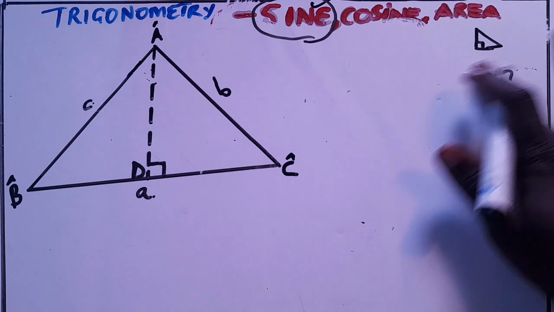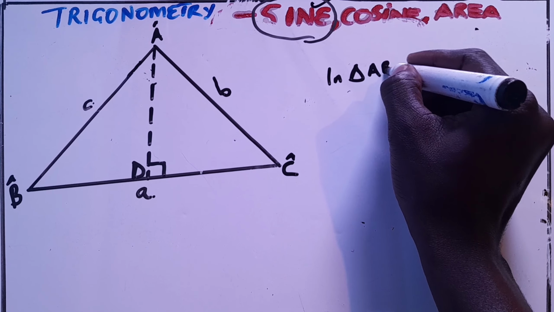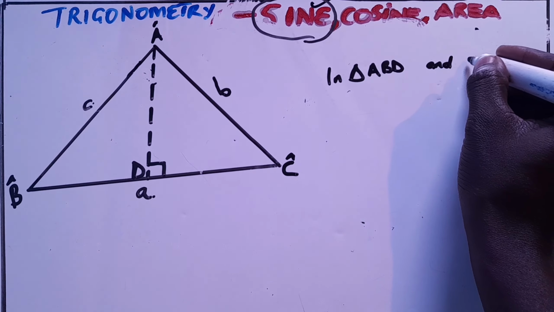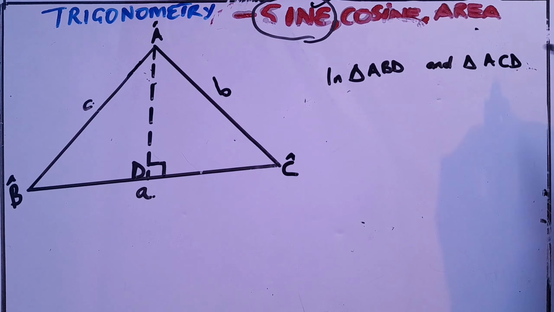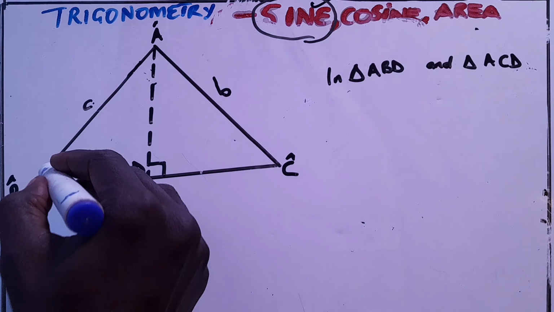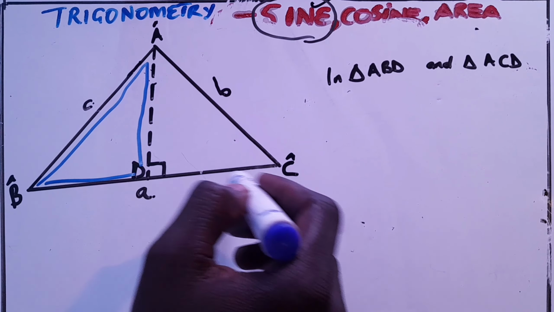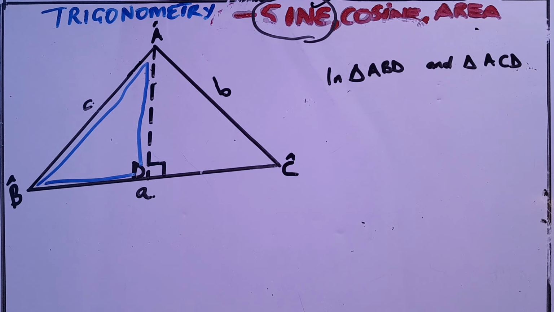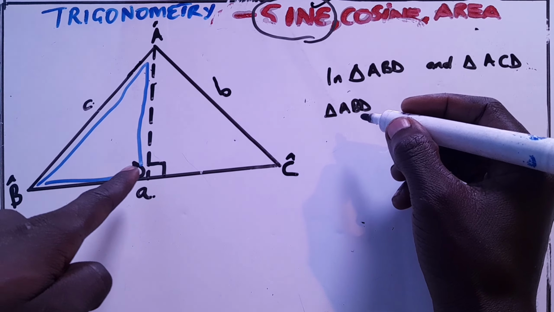So we're going to prove in triangle ABD and triangle ACD. So we're going to prove in two different triangles. It is this triangle that you can see there, and this other triangle that I didn't draw anything inside. Can you see that? Yes. So let's start. In triangle ABD, now we're having a right angle there.